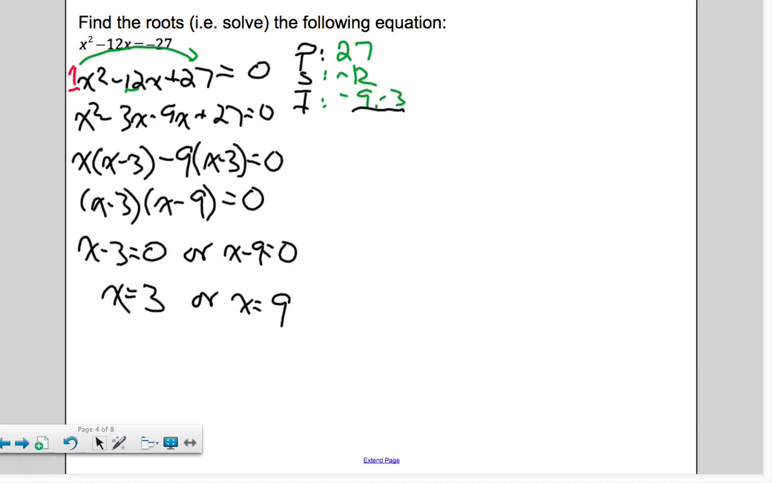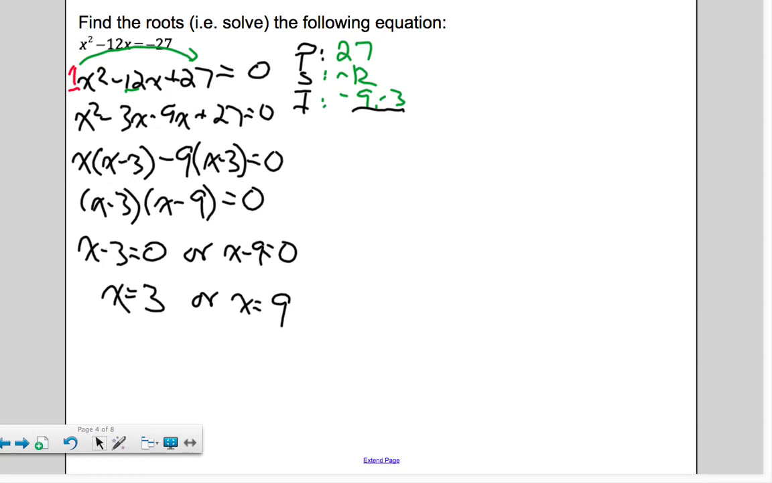So let's do it in our heads. What's 3 squared? 9. What's 3 times 12? 36. So what's 9 minus 36? Negative 27. That works. When x is 9, what's 9 squared? 81, right? What's 12 times 9? 108. So 81 minus 108 gives us negative 27.